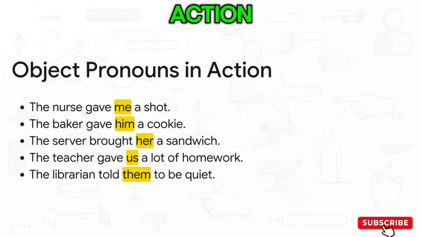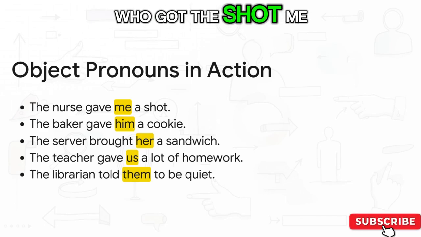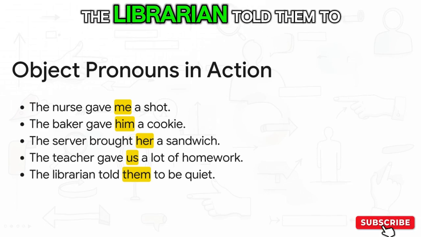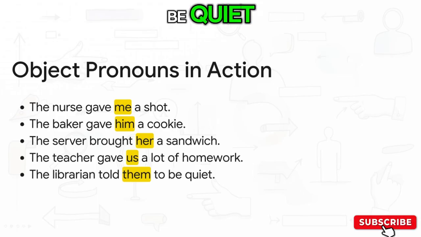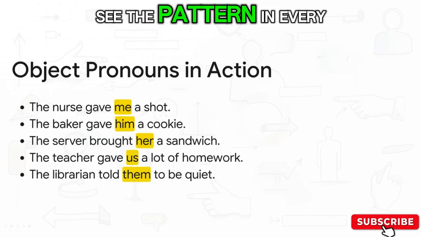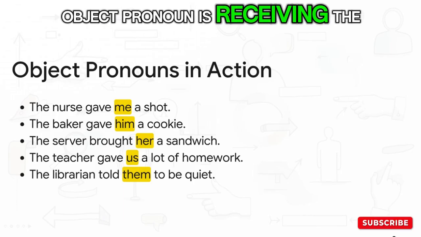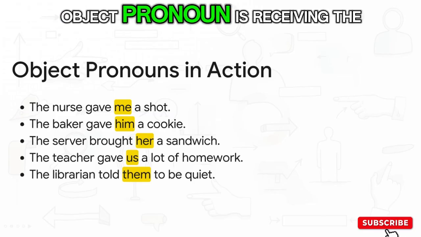So let's see this in action, right? In the nurse gave me a shot, who got the shot? Me. In the librarian told them to be quiet, who was being told to be quiet? Them. See the pattern? In every single one of these, the object pronoun is receiving the action from the verb.